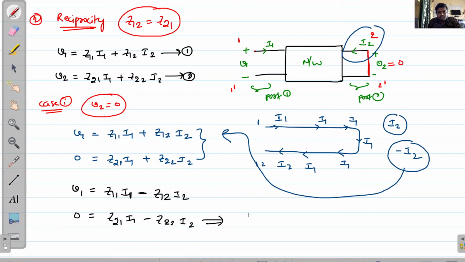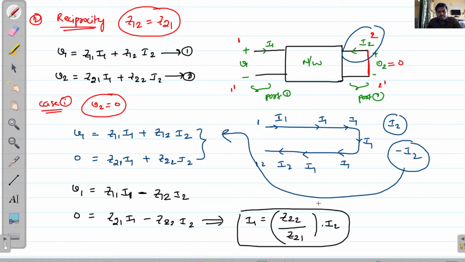Now from this expression you can write the I1 value. So I1 equals what? Z22 by Z21 into I2. So this is your I1 value. Now this I1 value you can substitute in equation number 1, right? That means V1 equals Z11 into I1 plus Z12 into I2, right? So in this expression you should substitute this I1 value.